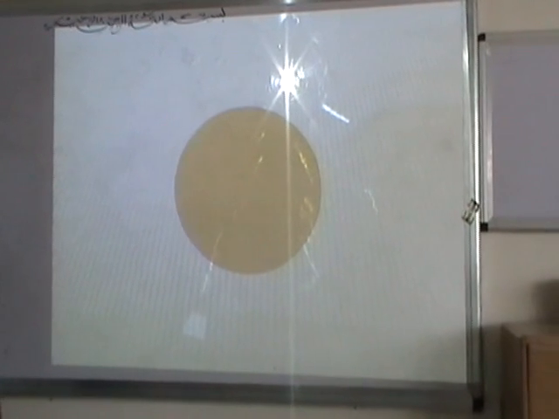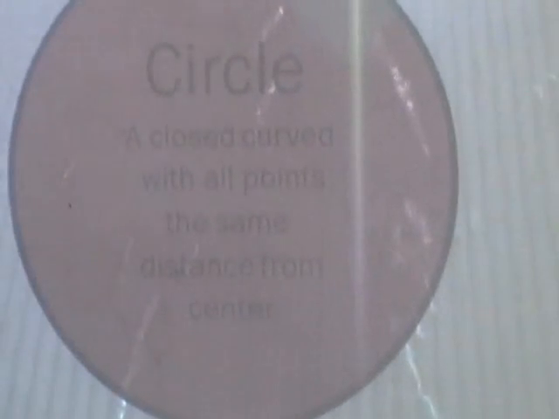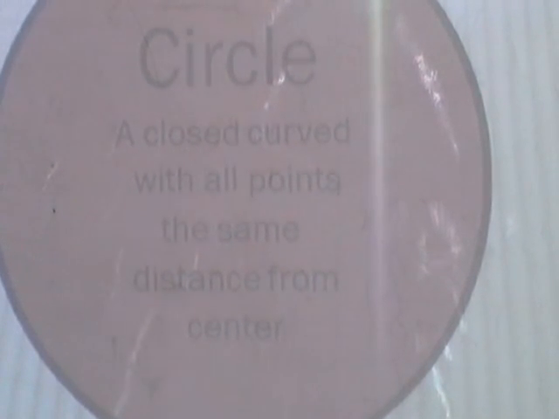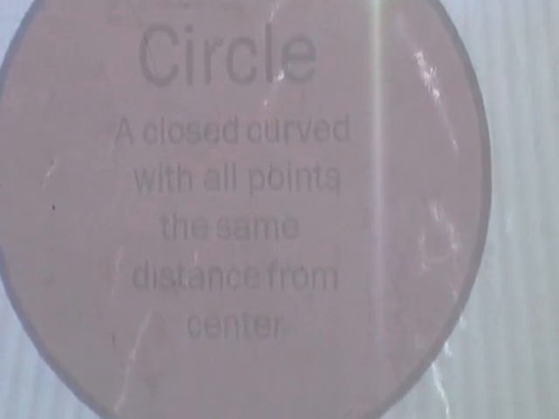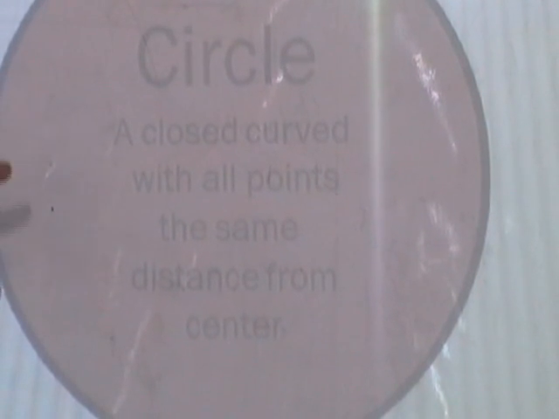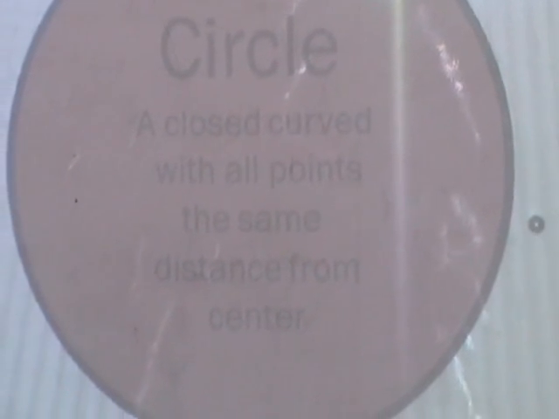This is the circle. Okay, what is the circle? For the definition of the circle, you can see that the circle is any closed curve with all points at the same distance from the center. So, the circle is a figure or a curve having a center, and the points of the curve are equidistant from the center.